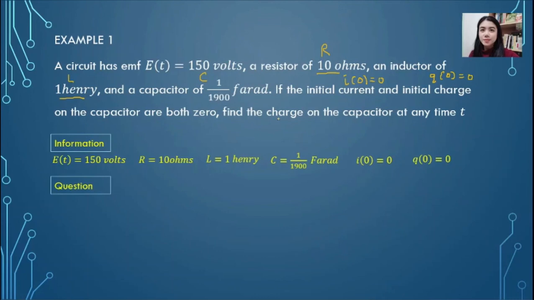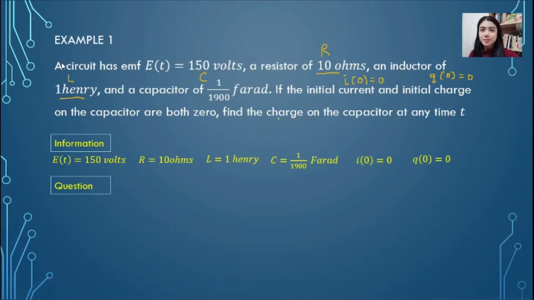So here's the example. Let's say there is a circuit with an electromotive force E(t) of 150 volts, a resistor of 10 ohms, an inductor of 1 Henry, and a capacitor of 1 over 1900 farad. Let's say the initial current is 0, and the initial charge on the capacitor is also 0. Find the charge on the capacitor at any given time.